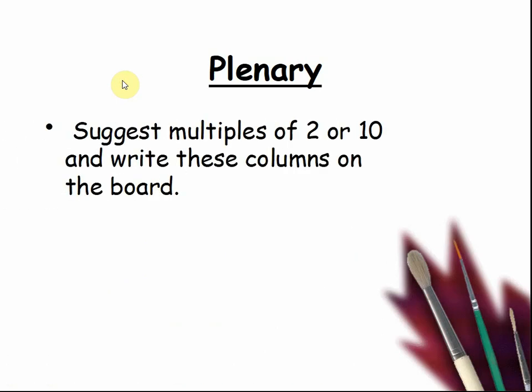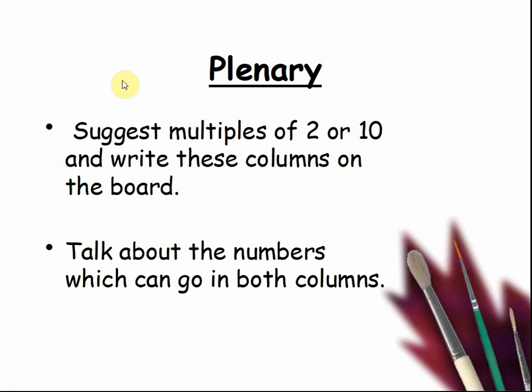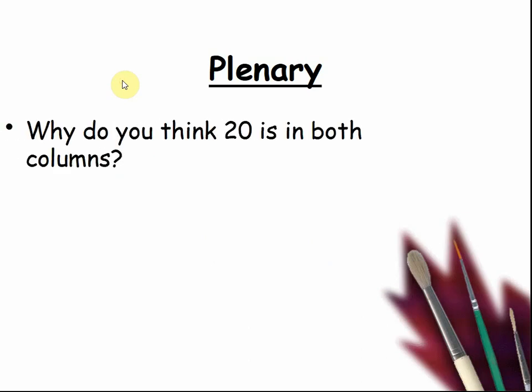Suggest multiples of 2 or 10 and write these columns on the board. Talk about the numbers which can go into both columns. Which numbers are in the 2 times table and the 10 times table? Why do you think 20 is in both columns? Pause the video and talk about it.